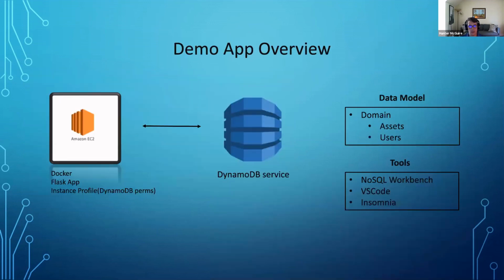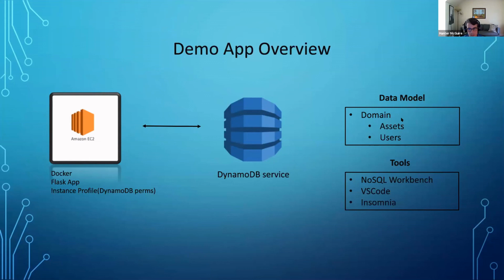So a little overview of the app I built. It lives on an EC2 instance. It's got Docker, it's just running a Flask container, and it has an instance profile, which gives me permissions to access the DynamoDB service in my account. The data model, again, is just root is domain, and then in each domain, there are assets and users. I didn't add authentication into this application because I didn't want to overcomplicate it, but that would be very easy to do with this model.